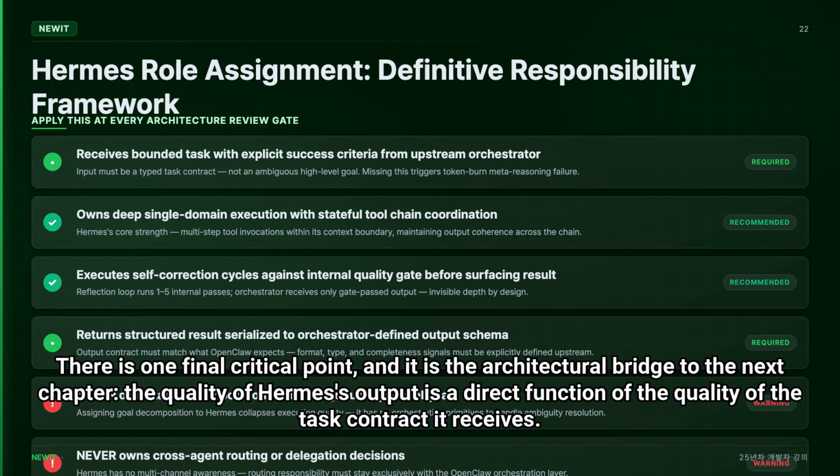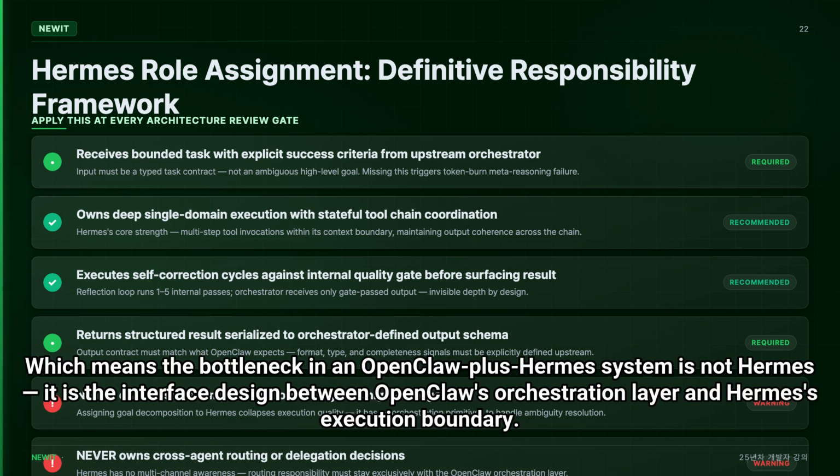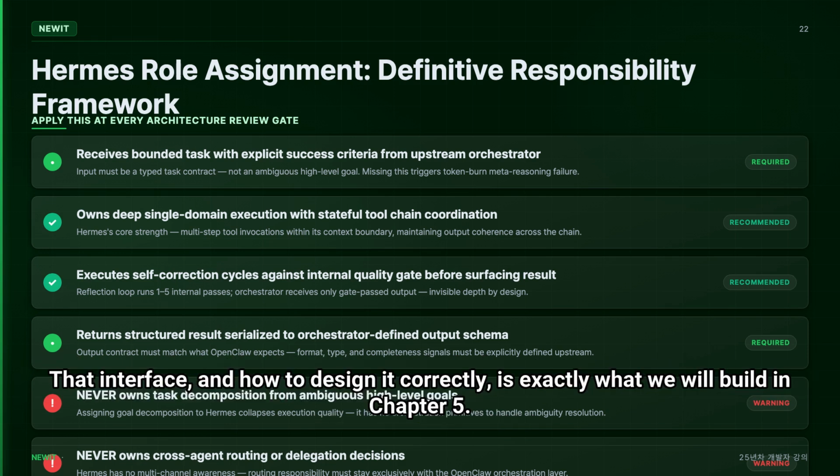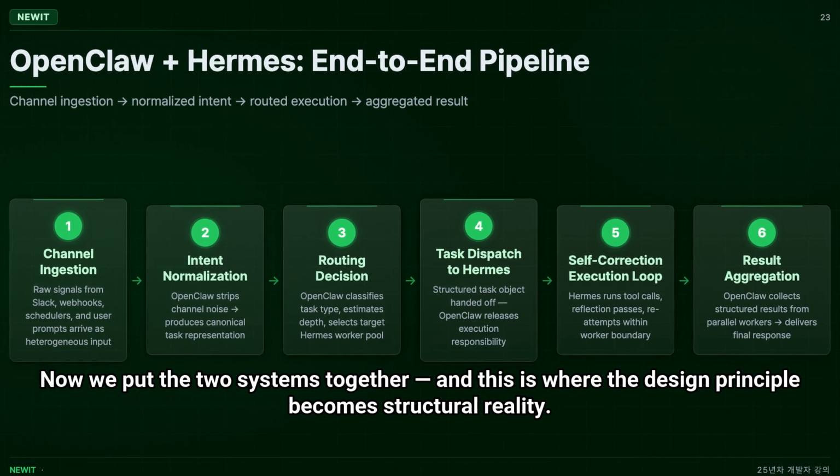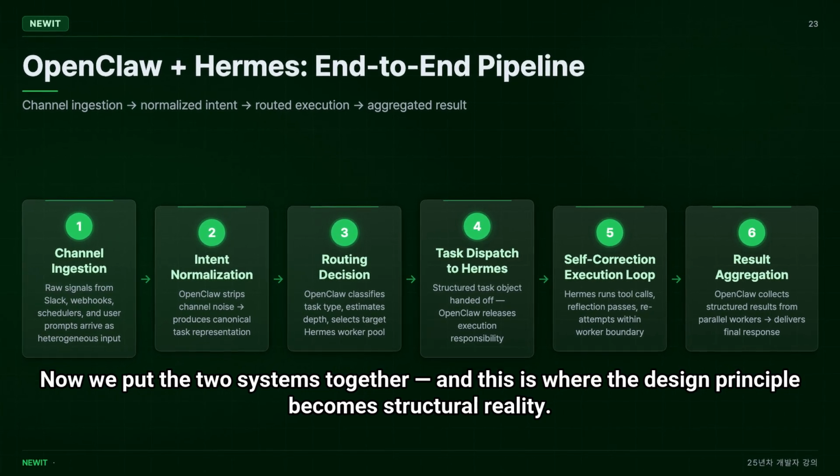There is one final critical point, and it is the architectural bridge to the next chapter. The quality of Hermes's output is a direct function of the quality of the task contract it receives, which means the bottleneck in an OpenClaw plus Hermes system is not Hermes, it is the interface design between OpenClaw's orchestration layer and Hermes's execution boundary. That interface, and how to design it correctly, is exactly what we will build in Chapter 5. Now we put the two systems together, and this is where the design principle becomes structural reality.